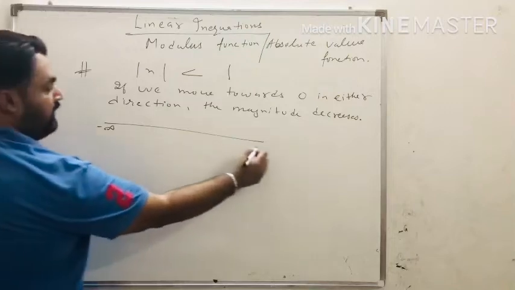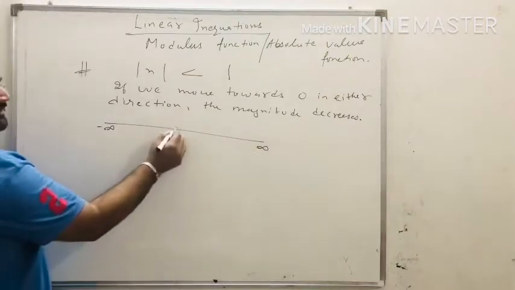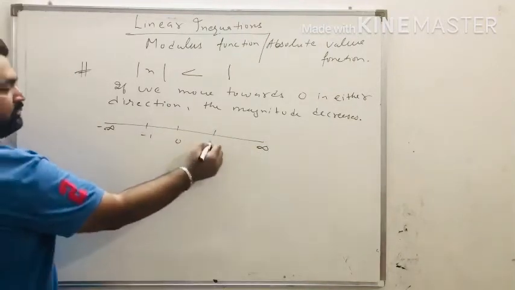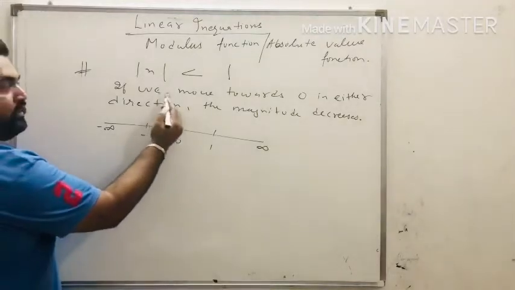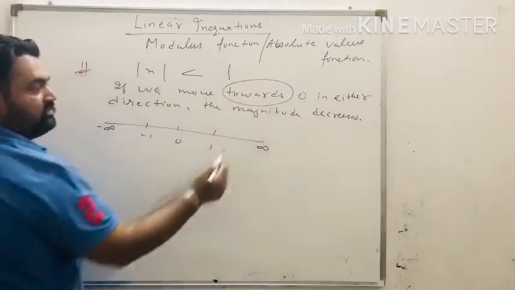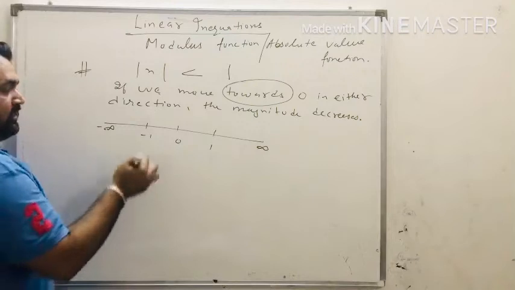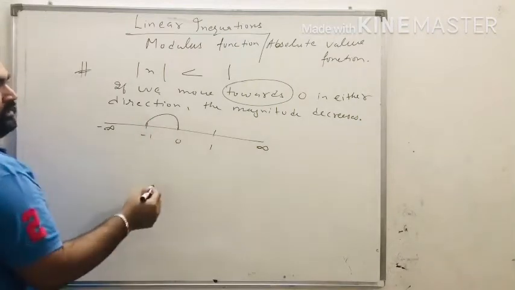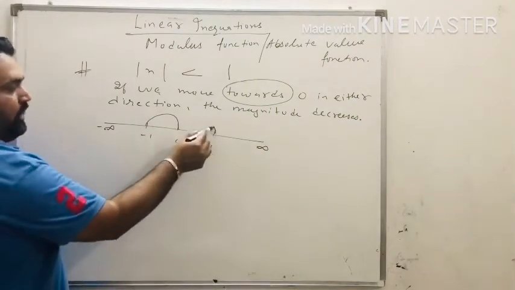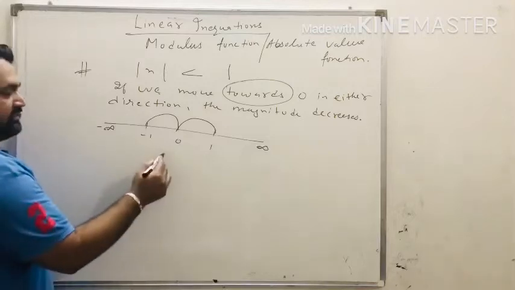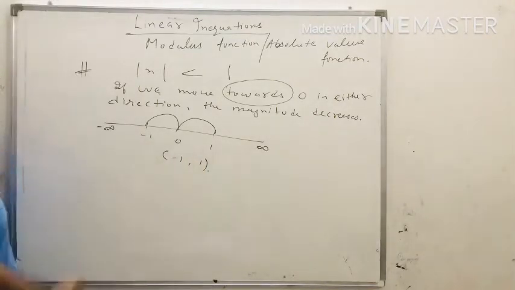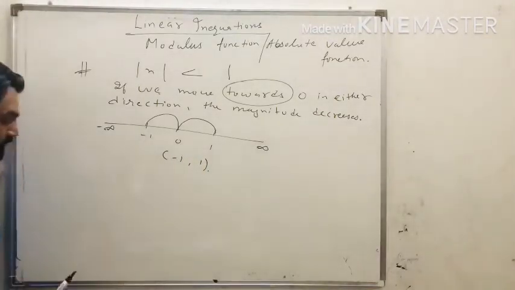So minus infinity to infinity, critical points, center point 0, minus 1, 1. Now we move towards 0. So towards 0 means minus 1 to 1. So the interval is minus 1 to 1. Second example.